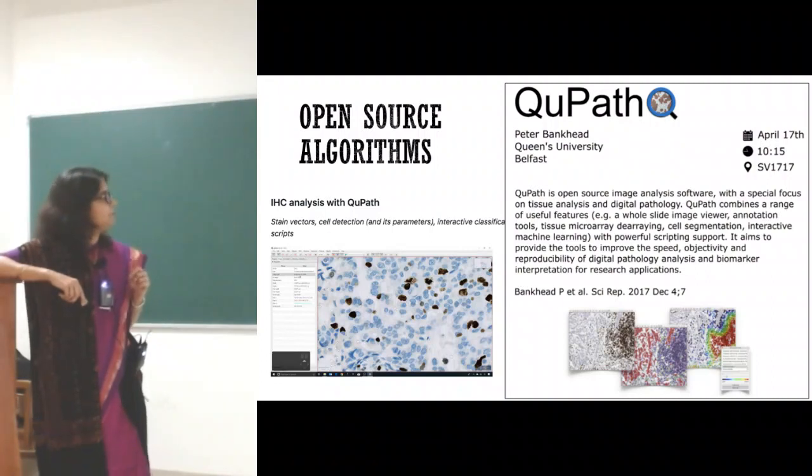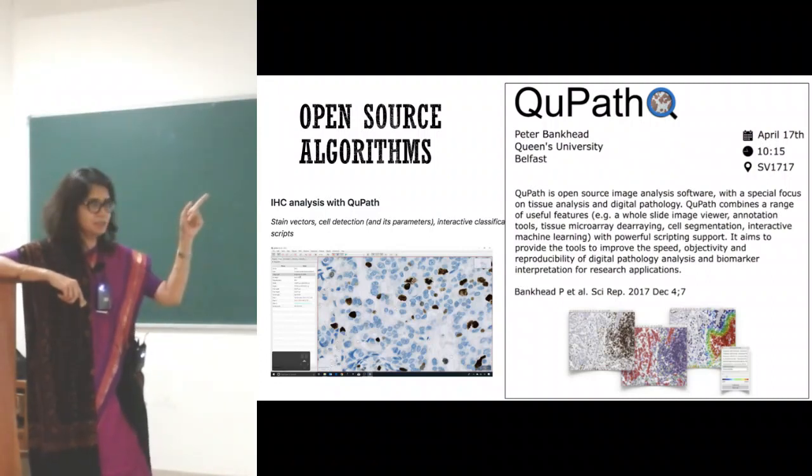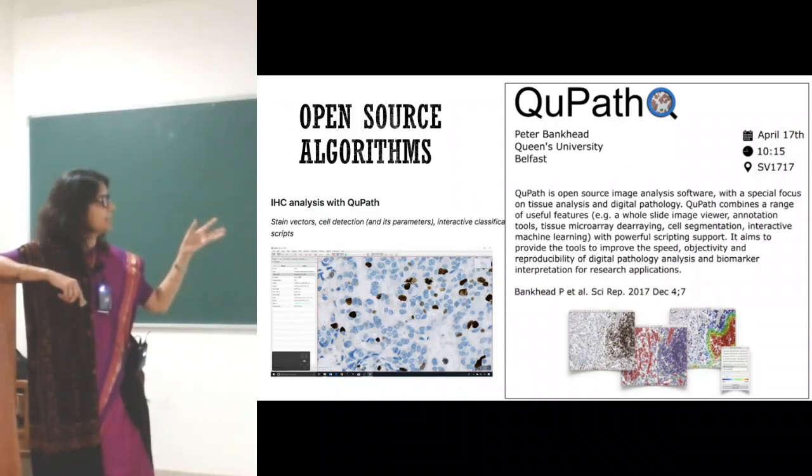We in our lab use QuPath. In fact, it's like a drag and drop scoring algorithm. It will count your nuclear score. This is, I think, Ki67. It will identify membrane score.